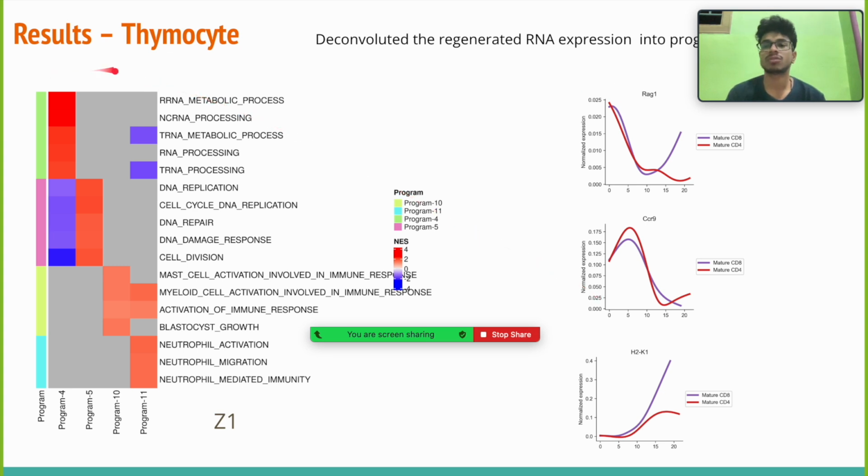Next, we have looked into thymocytes. Thymocyte development is a continuous developmental process dataset. Again, we have done a similar analysis on this dataset, and we looked into the pathways of Z1. We can see meaningful pathways for this particular Z1 deconvoluted RNA expression. We also looked into a few of the gene expressions over the pseudotime of this data. We can see the results are aligning with the background knowledge.